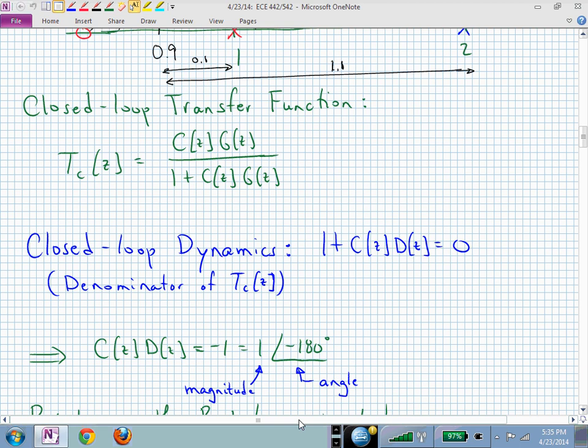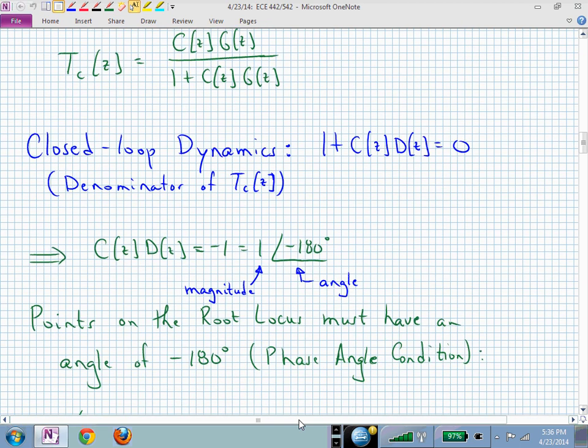And if this formula, 1 plus c of z d of z equal to 0, is what is determining our dominant poles, then that's where these two conditions come from. The magnitude condition, meaning if we took the magnitude of c and d, that's going to equal 1. If we looked at the angle of c and d, that angle has to be minus 180. Again, just reminding us of where the root locus is coming from and how we can use that root locus concept in a design process.